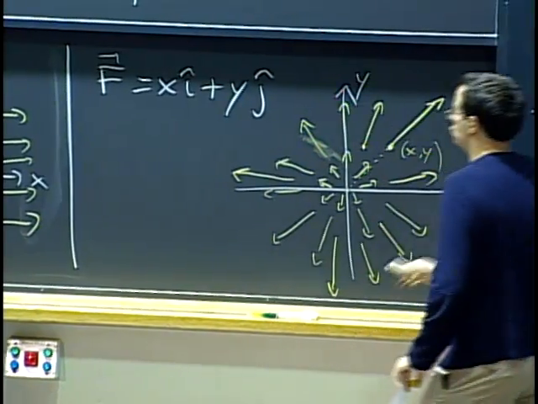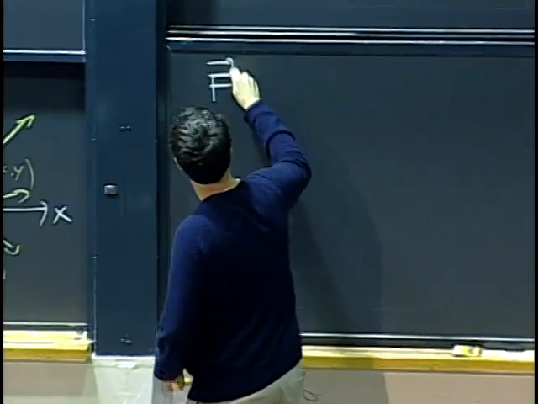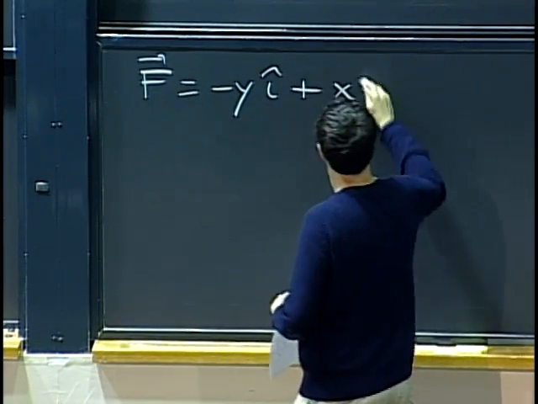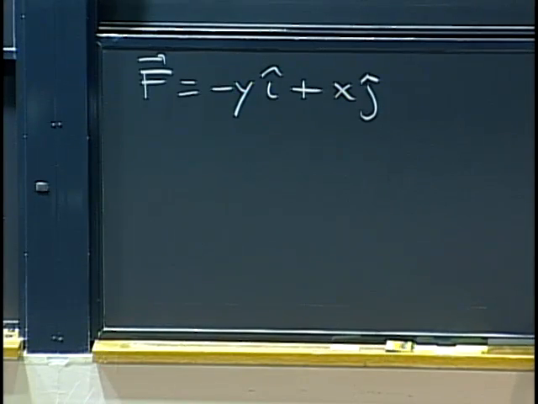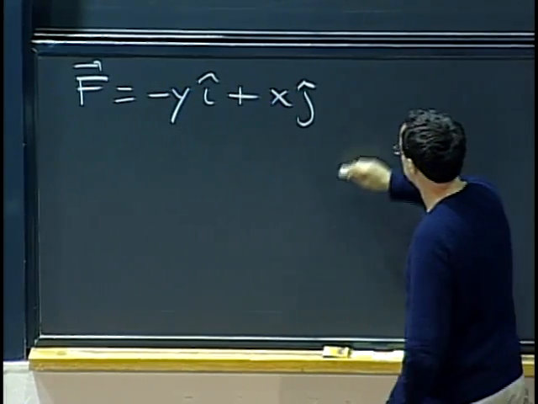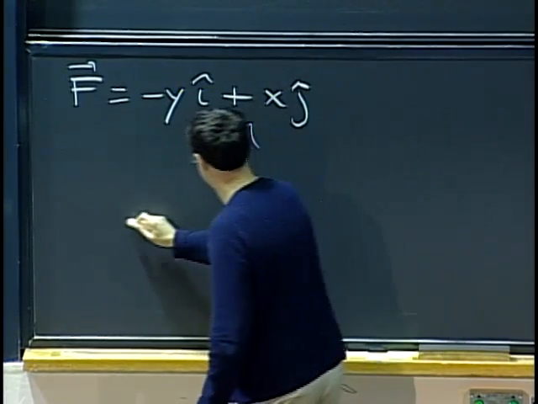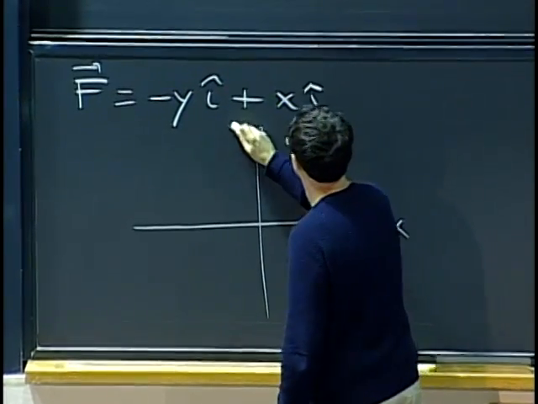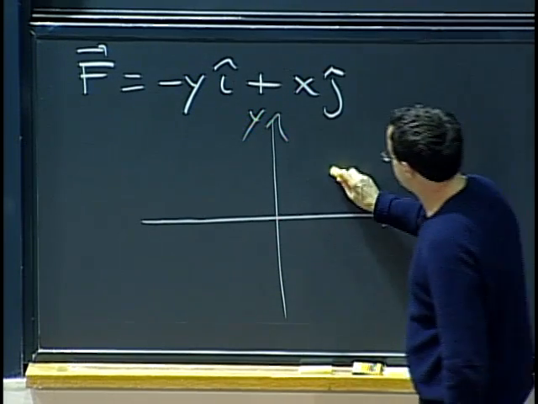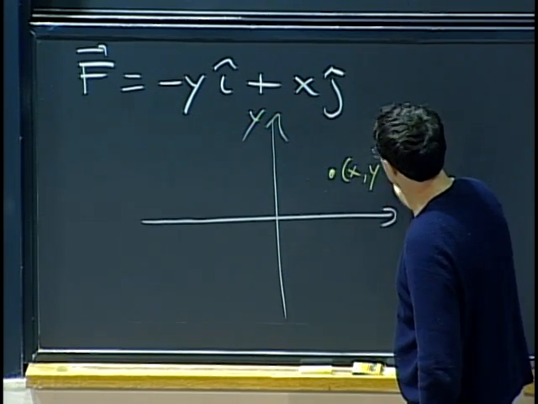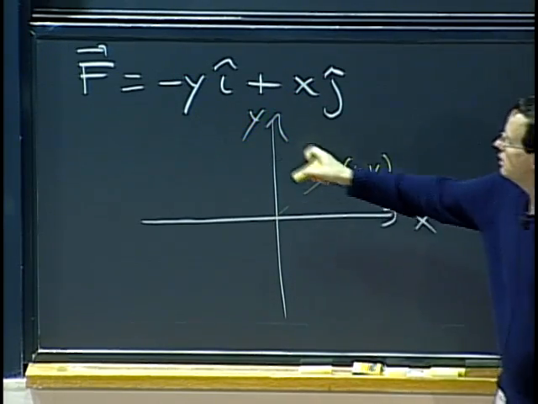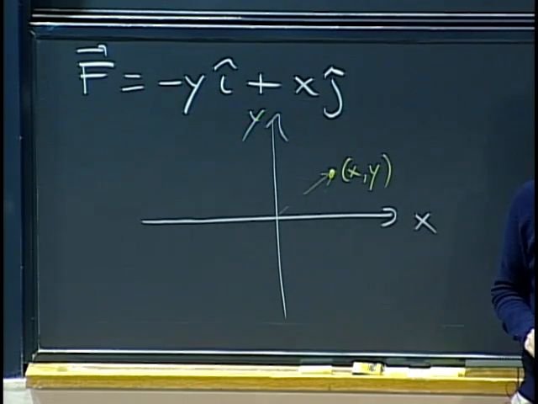Okay, let's do just a last one. Let's say I give you minus y comma x. What does that look like? That's an interesting one, actually, a nice one. So let's say that I have a point (x, y) here. This vector here is (x, y), but the vector I want is (negative y, x).